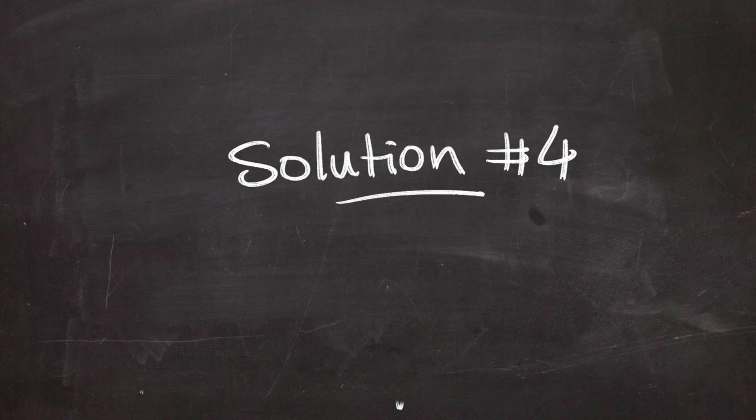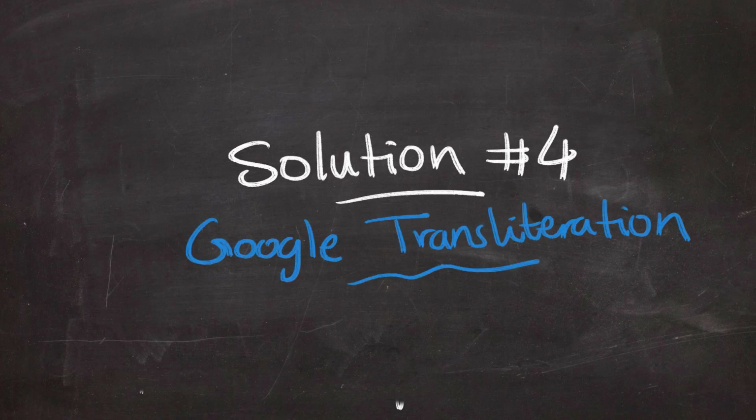Solution number 4. Using Google Translate Transliteration. This method is very useful for those people who started learning Arabic recently and they just want to start typing without having to have an Arabic keyboard. Transliteration means writing Arabic words but using English alphabet.